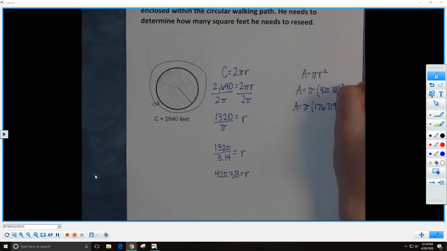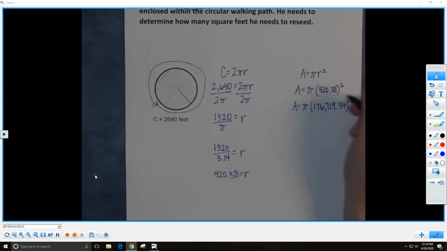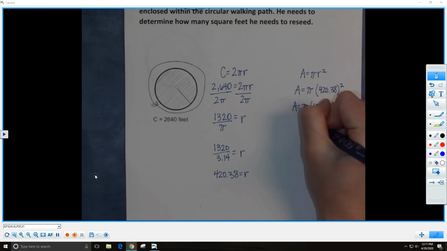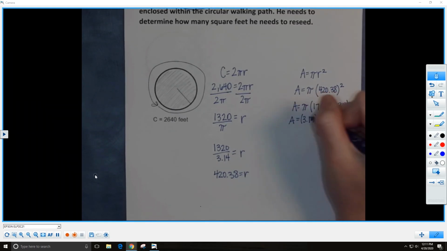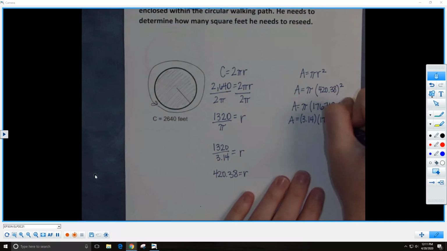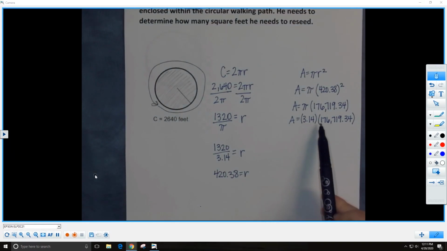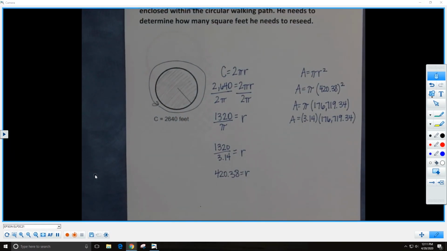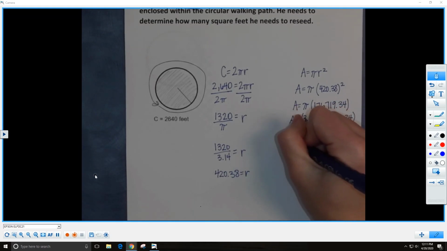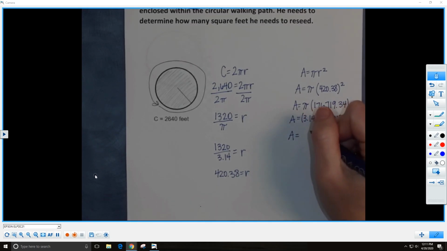check and see if you got this same number: 176,719.34. Now that's just what we got when we squared the radius. We still need to use 3.14 as an approximation for pi and multiply that approximation for pi times the number that we got when we squared the radius. Let me make sure I've written all that down correctly. Okay. Feel free to use your calculator here. Multiply those two numbers together. And you can double check with what I'm writing here.